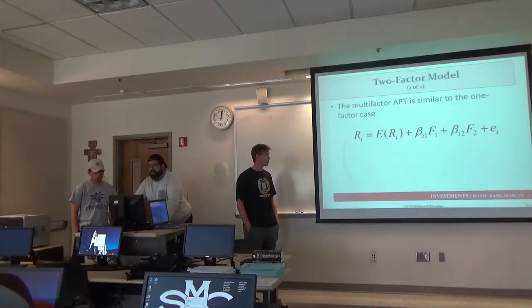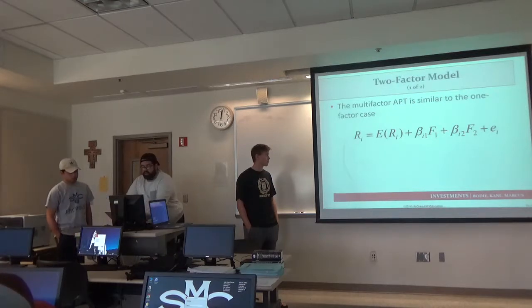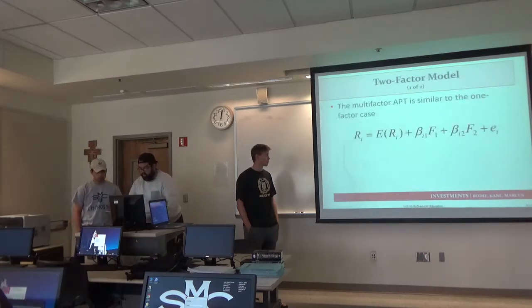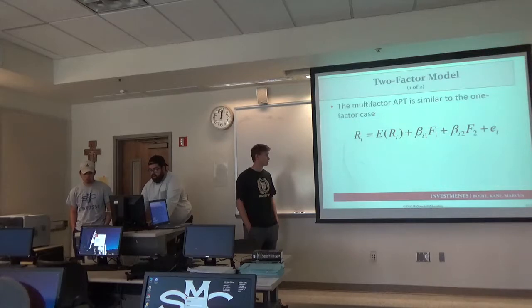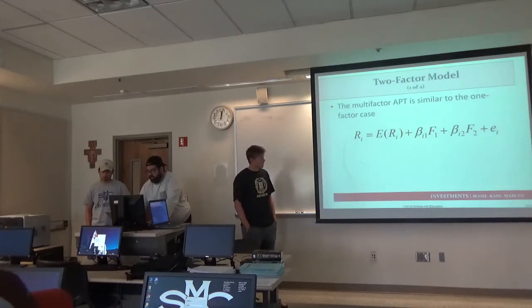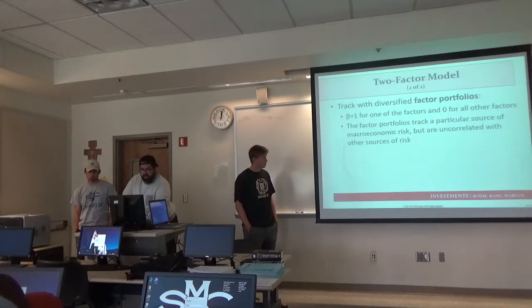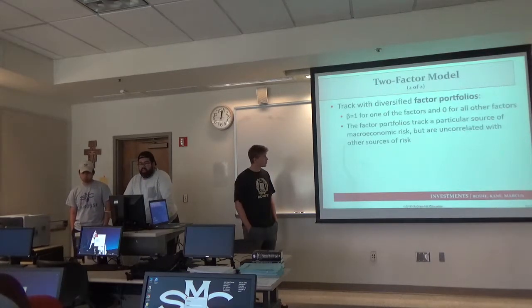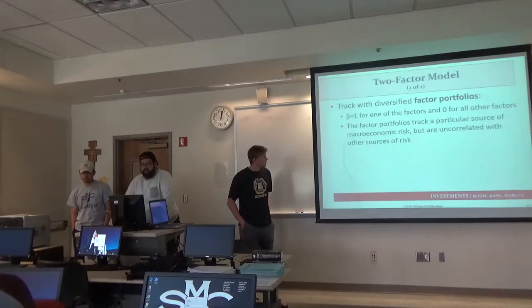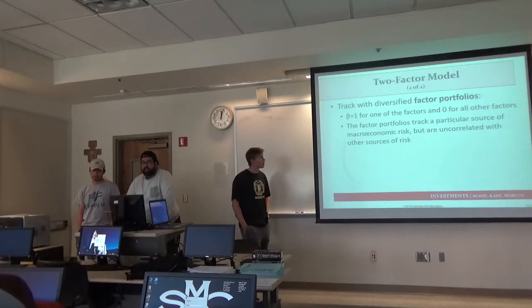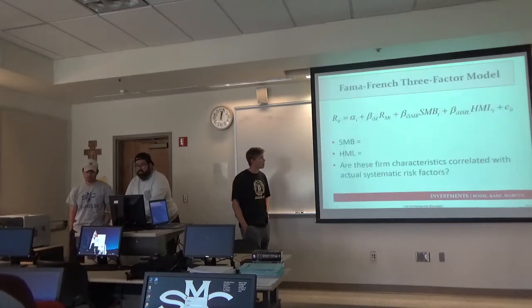So the multi-factor APT is similar to the one-factor case. All of the variables are essentially the same, but you track with diversified factor portfolios. So beta equals 1 for one of the factors and 0 for every other factor. And the factor portfolios track a particular source of macroeconomic risk, but they're uncorrelated with other sources of risk.